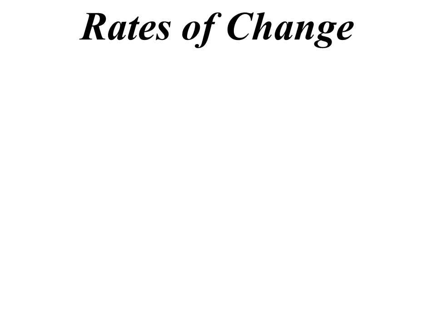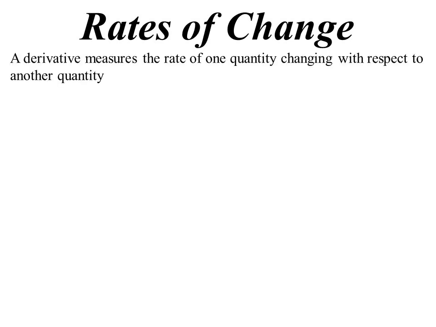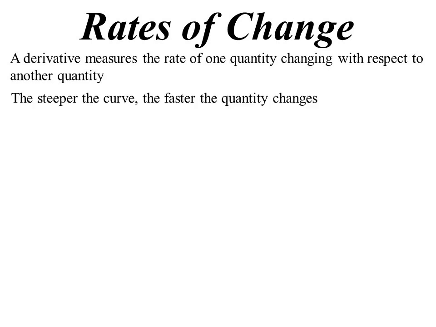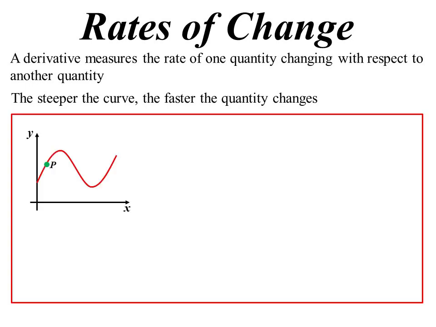So rates of change. As we've seen, our derivative measures our rate of change, as one quantity changes with respect to some other quantity. And we know this also: the steeper the curve, the faster that quantity is changing. So if I've got a graph like this, over here at the point P, the derivative is positive there because that line has a positive slope. So yes, we say that's increasing. And even just looking at the picture, we can see that it's going up.